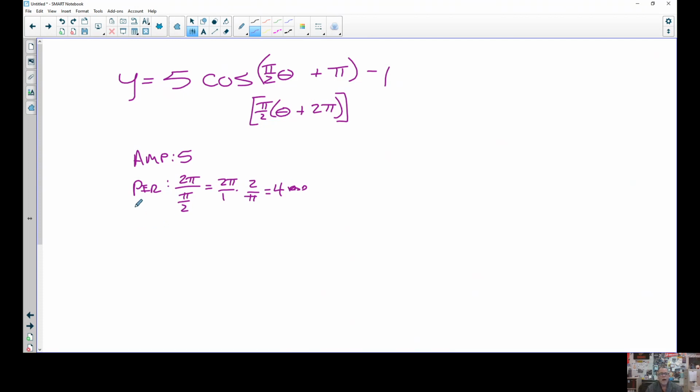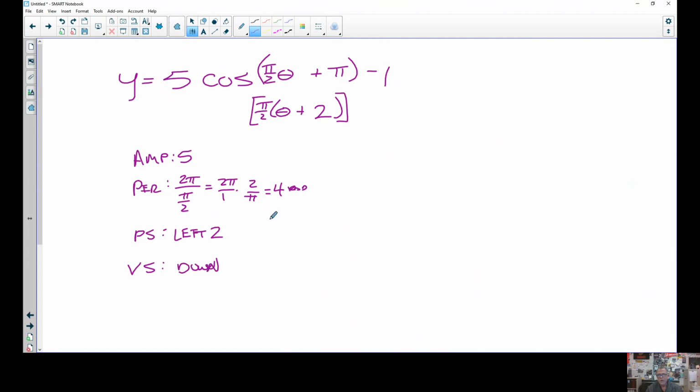That's it. Now, phase shift. Our phase shift, the factored version tells me I'm going left. Oh, I'm sorry. This wouldn't be 2 pi. It'd just be 2. Caught myself there. This is just 2. Sorry, guys. Losing my focus. So it's left 2. And vertical shift is down 1.